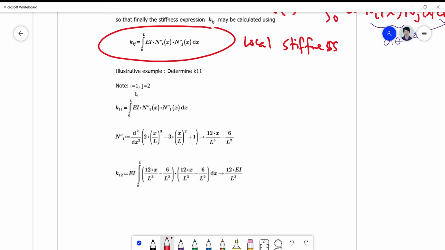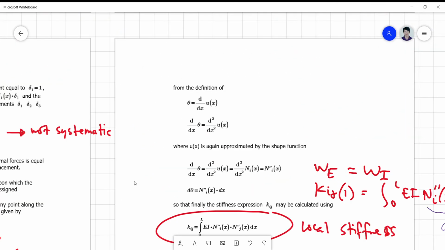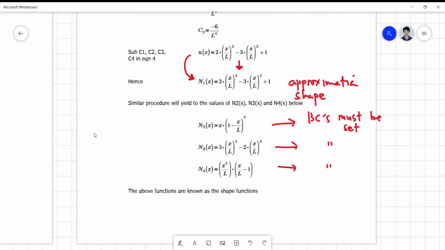To determine K11, we simply plug in i equals 1, j equals 1. Therefore, your K11 becomes N1, N1. So we just put it there. And then looking into the equations above, we have derived these four equations. So this is your N1.